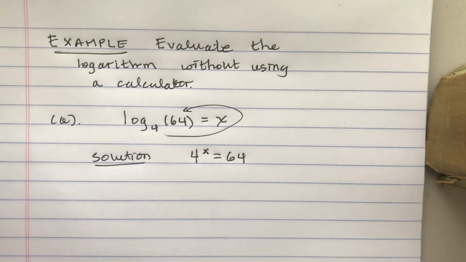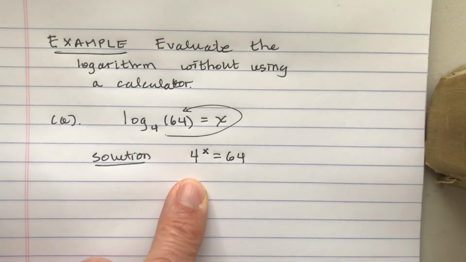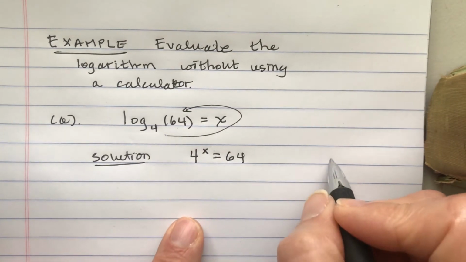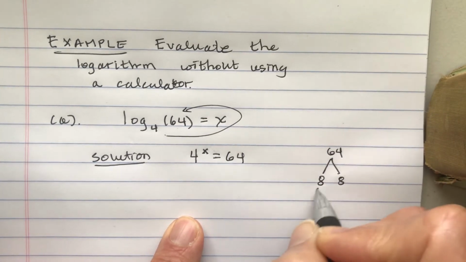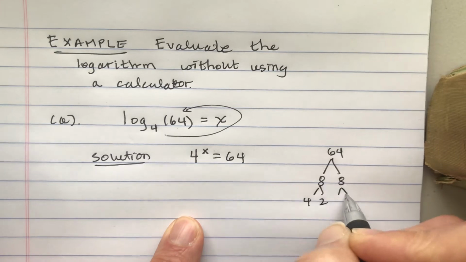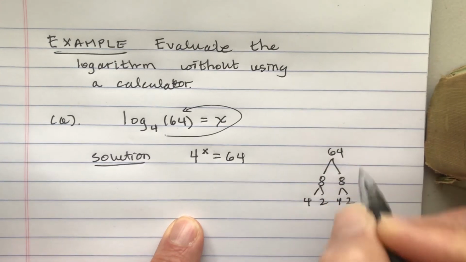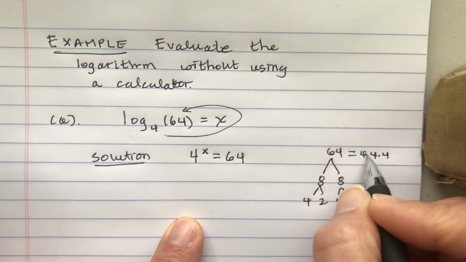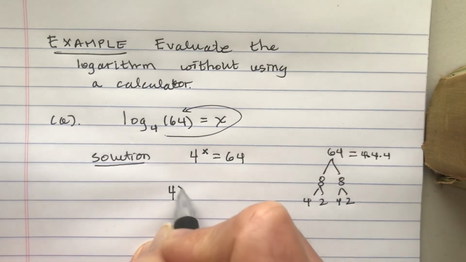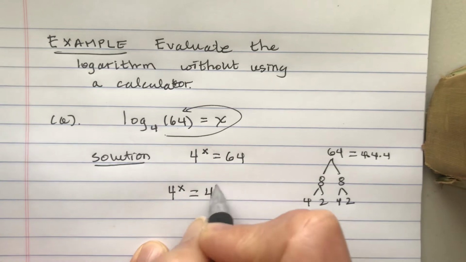Okay, now the reason we can do this without a calculator is because 64 is 8 times 8, which becomes 4 times 2 times 4 times 2. Well, actually this is 4 times 4 times 4. So 4 to the x power is 4 to the third power.